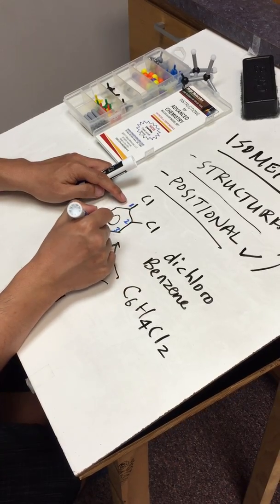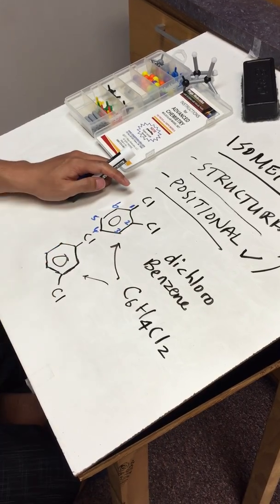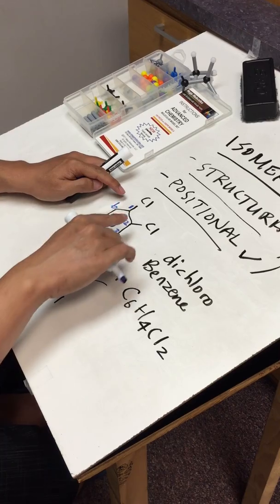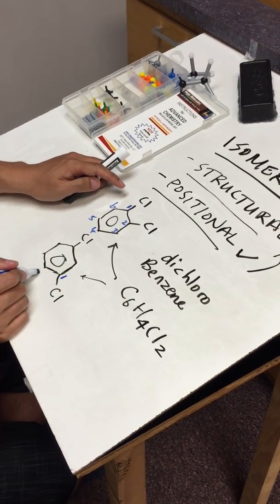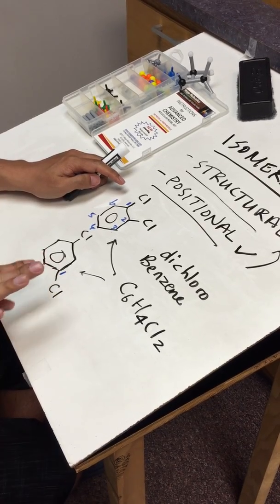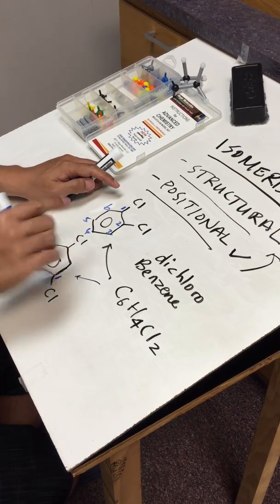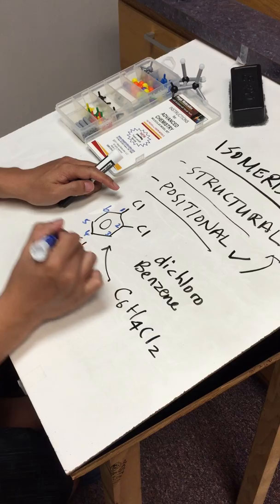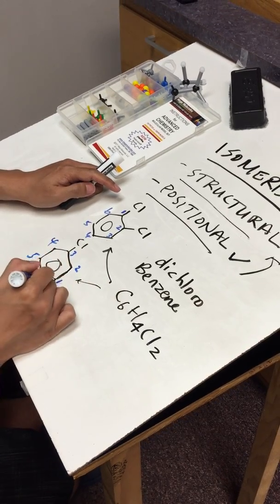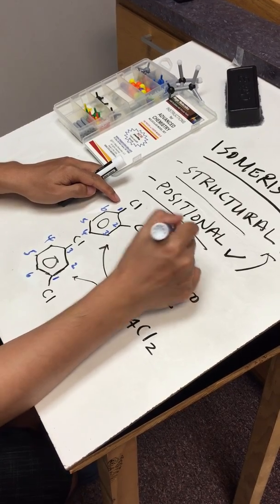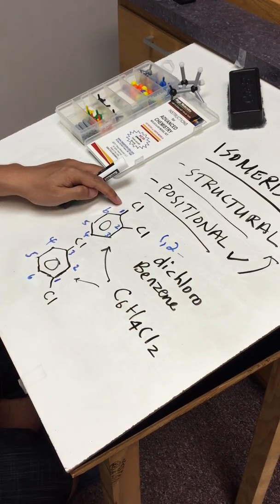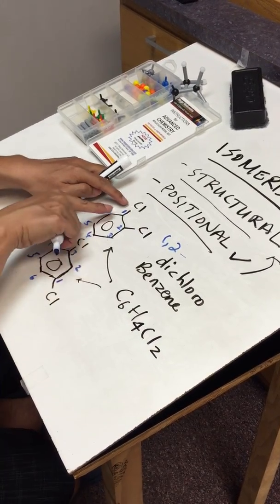And here's number 3, number 4, number 5, number 6. Okay? So this one here, again, you can start here. It doesn't matter. I'm not going to put the 2 here because it will be 2, 3, 4, 5. So I'm going to put 2 here, 3, 4, 5, 6. This molecule, therefore, is 1, 2 dichlorobenzene. 1, 2. Does it make sense?